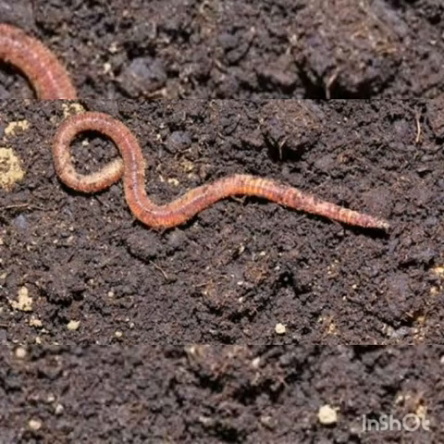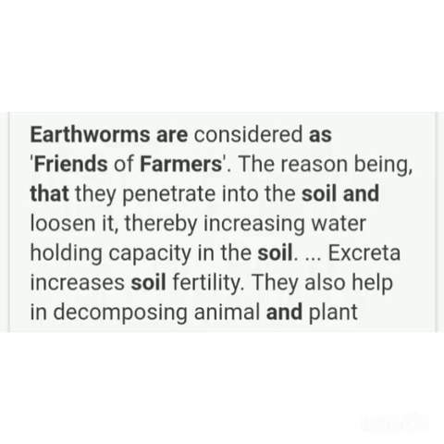Okay, children? Especially earthworms. Earthworms are considered friends of farmers. Why? Because they penetrate into the soil and loosen it, thereby increasing the water holding capacity of the soil. Earthworm excreta increases soil fertility. Excreta means waste material. Earthworms also help in decomposing animals and plants.